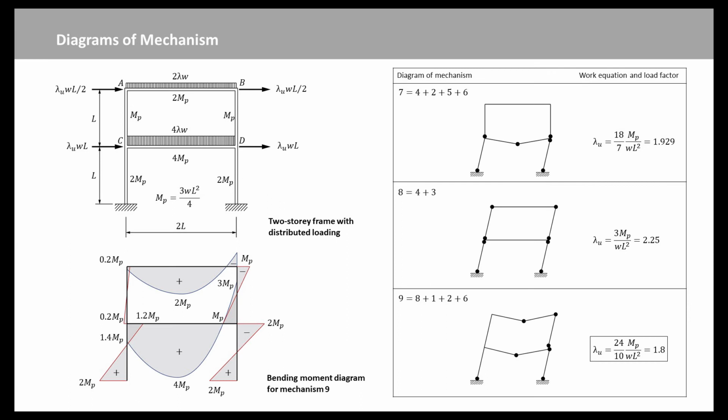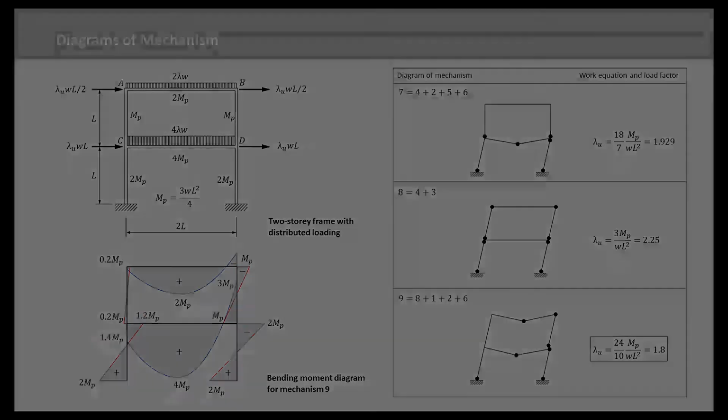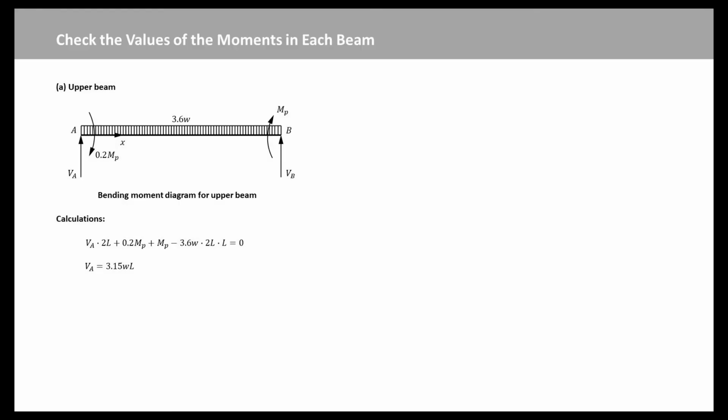The conclusion would be that this is the correct mechanism, but because of the distributed loading, the values of the moments in each beam must be checked. The upper beam is shown in this figure, removed from the rest of the frame. The magnitudes of the end moments are known from the bending moment diagram. The unknown reactions at A and B are the axial forces in the 2 upper columns. Taking moments about B gives VA equal to 3.15 times W times L.